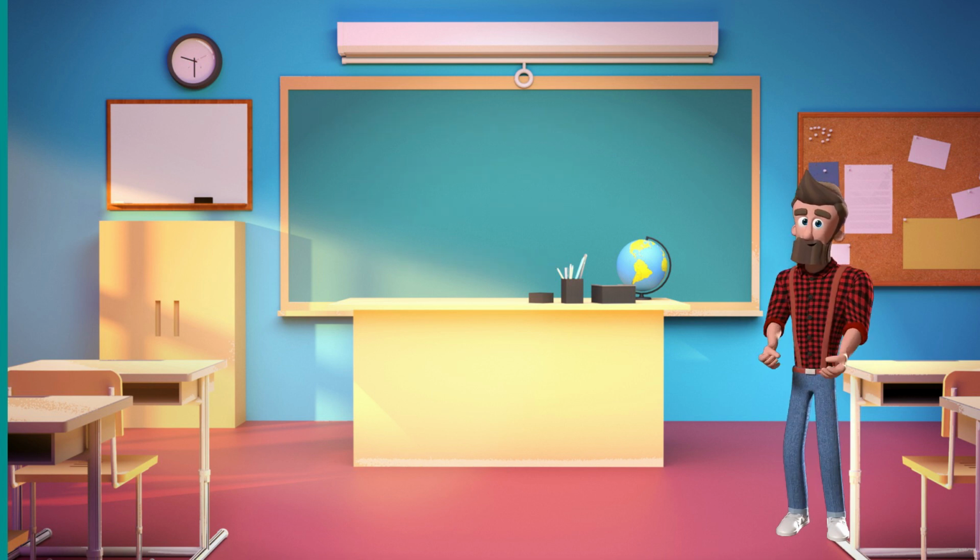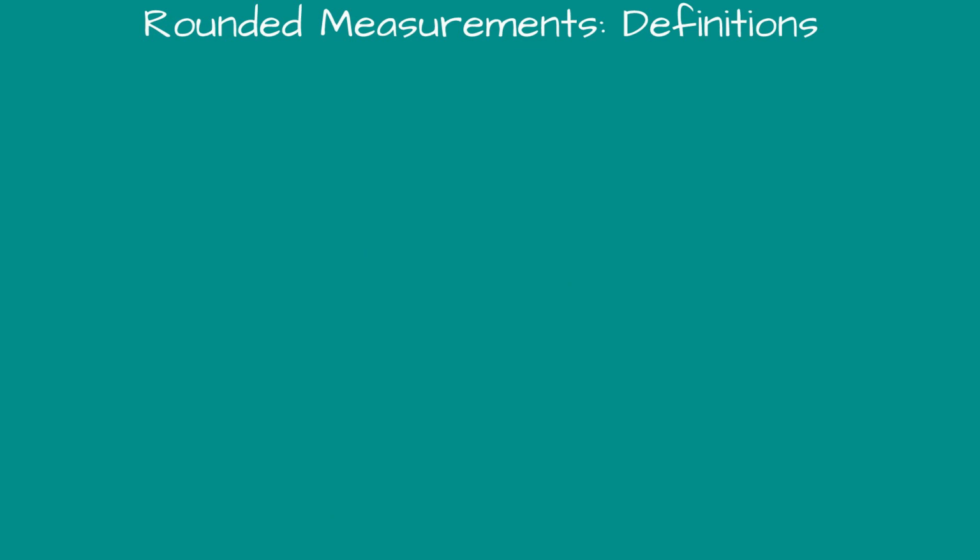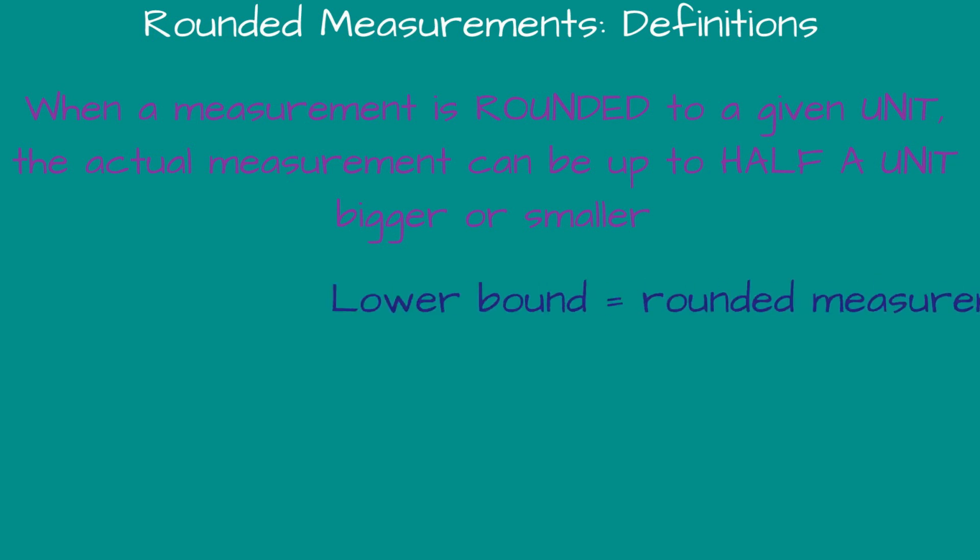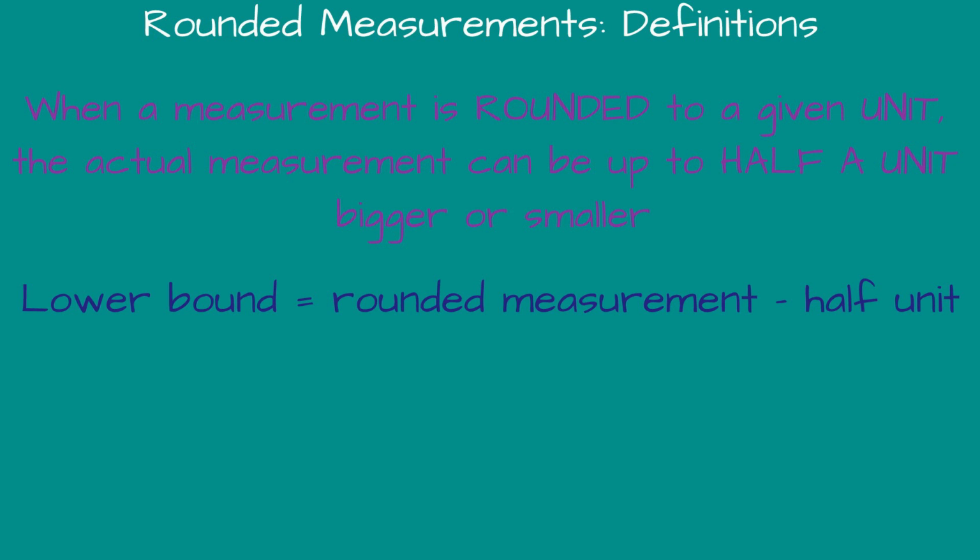First of all, let's start with some definitions to help us calculate an upper and lower bound, and hence an error interval for a measurement or value when it has been rounded. When a measurement is rounded to a given unit, the actual measurement can be up to half a unit bigger or smaller. The lower bound for an actual measurement is the rounded measurement minus half a unit, and the upper bound is the rounded measurement plus half a unit.